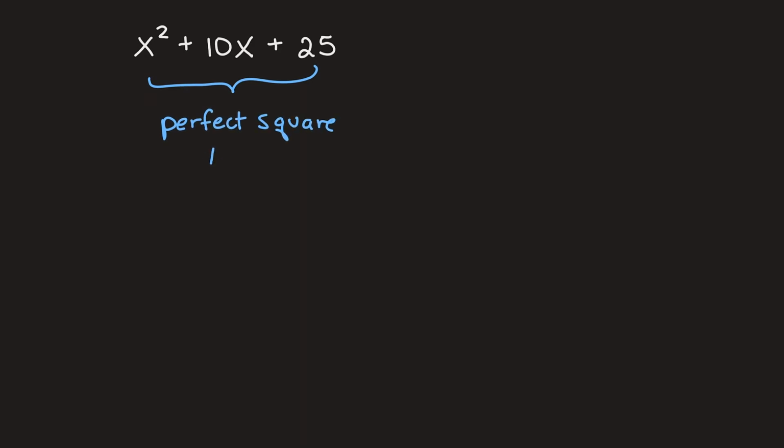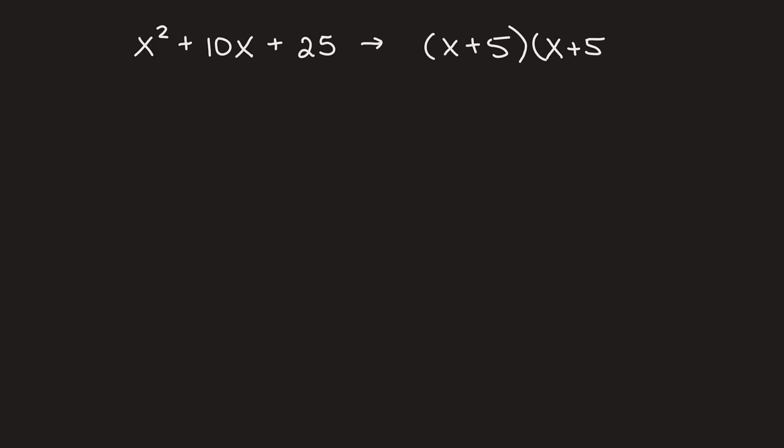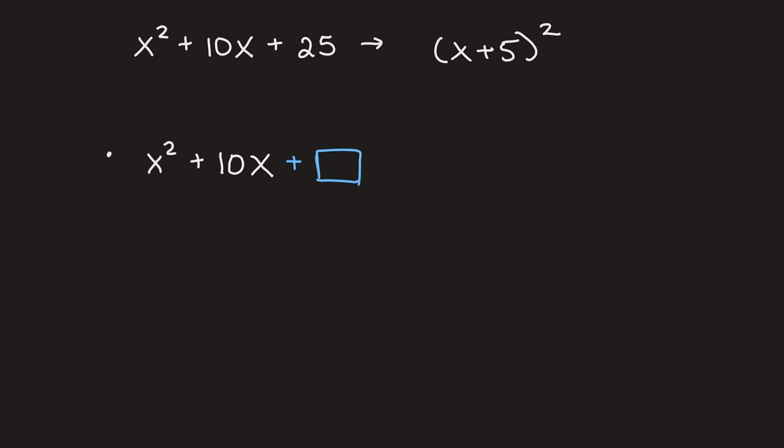Okay, so let's say we have x squared plus 10x plus 25. This is considered a perfect square trinomial since it can be factored as x plus 5 times x plus 5, which is x plus 5 quantity squared. But what if instead we were just given x squared plus 10x, and we had to find the constant term that will make this a perfect square trinomial?